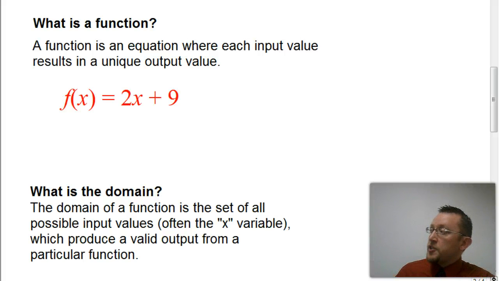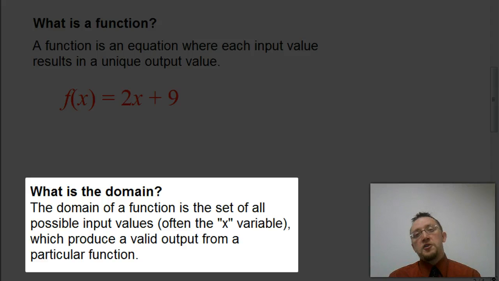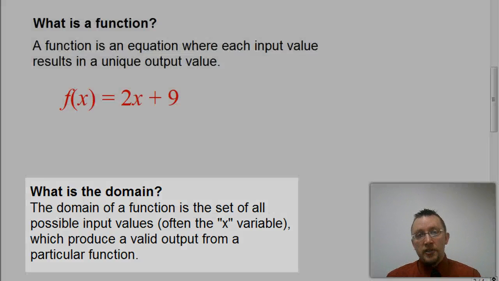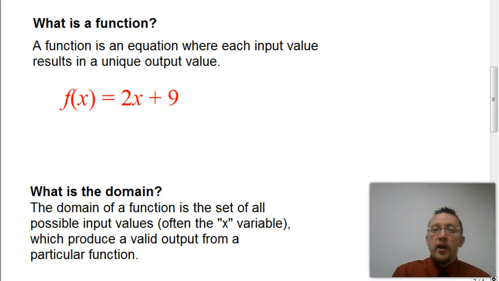Now the domain of a function is given to us down here. The domain of a function is defined as the set of all possible input values, meaning usually your x's, the numbers we can put in for x which produce a valid output from a particular function. Looking at the example f of x equals 2x plus 9, you can put any number you want in for x. I can put negative numbers in for x. There's nothing holding me back from doing that. I could put 0 in there for x. I could put decimals, really large numbers, really small numbers, fractions. Any real number you can think of, you can put in there for x. So that would be your domain: all real numbers.